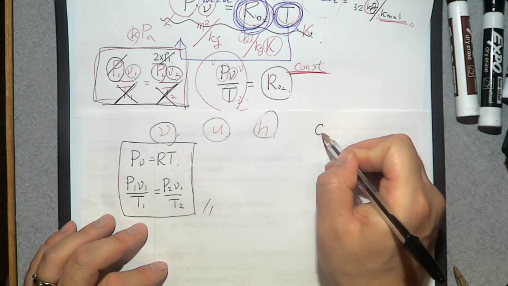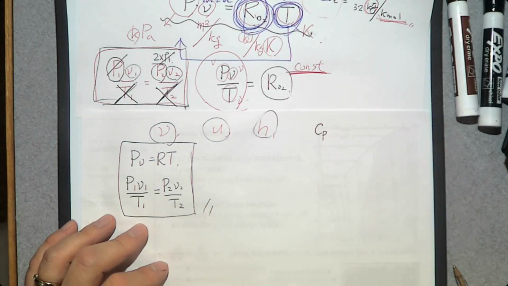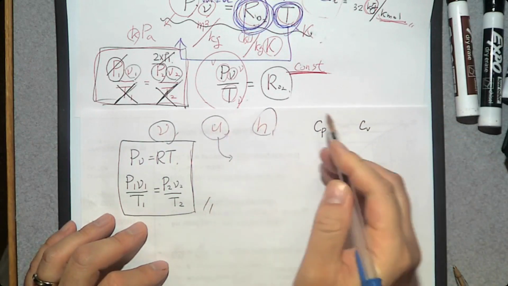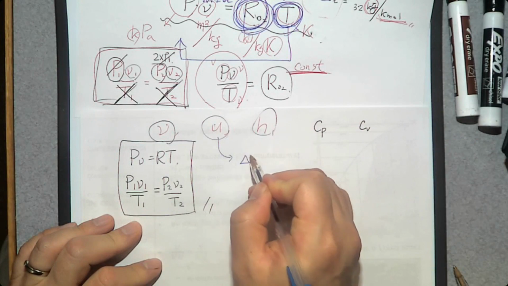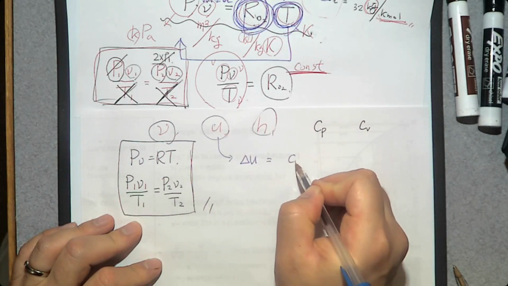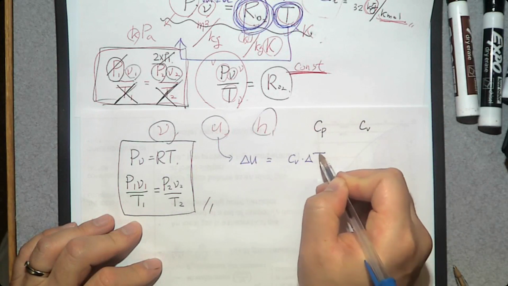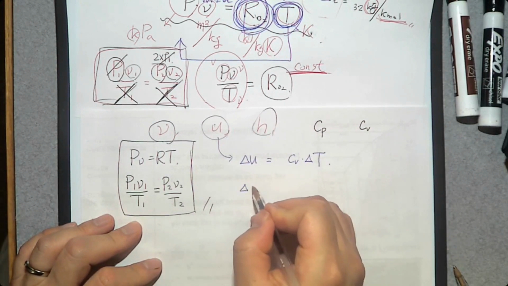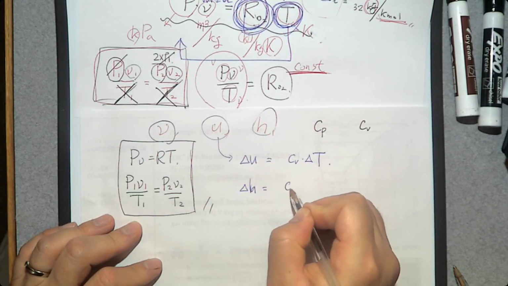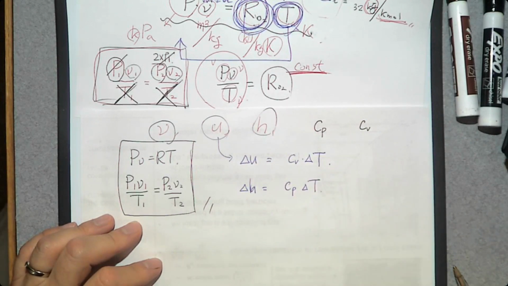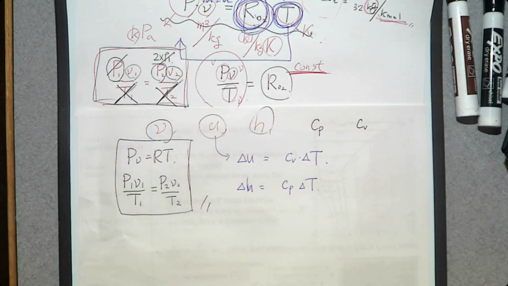There are two specific heats. One is CP, the other one is CV. The equation we are going to use is simple. Delta U is CV delta T. The other one is delta H is CP delta T. What does delta mean? Difference. Difference in U between number one, the initial state, and number two, the final state.